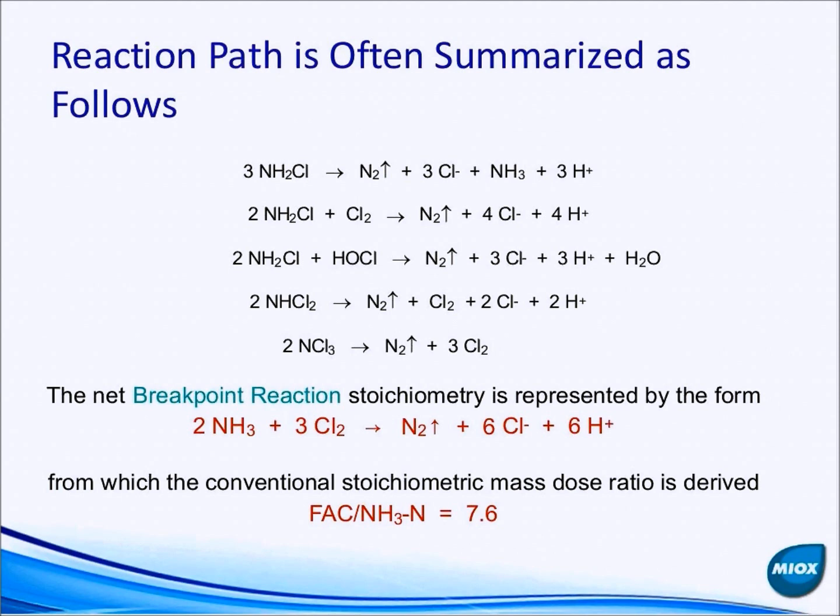So even though it's very complicated, oftentimes the reaction path will be reduced through this variety of simplistic reaction steps up top down to this net reaction down below, where 2 ammonias plus 3 chlorines equals nitrogen gas plus 6 chlorides and 6 hydrogens. That gives you, and I won't go into the math again because you've seen it plenty of times, the ratio at the bottom of approximately 7.6 parts of chlorine to each part of ammonia, if everything was absolutely perfect and it did exactly what you thought it was going to do.